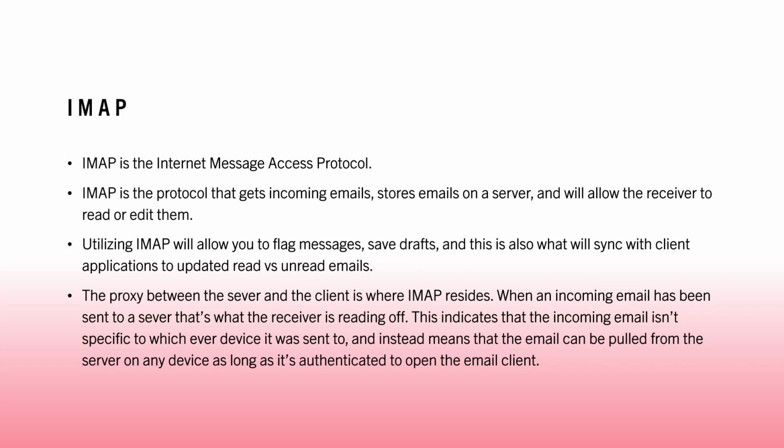The proxy between the server and the client is where IMAP resides. When an incoming email has been sent to a server, that's what the receiver is reading off of. This indicates that the incoming email isn't specific to whichever device it was sent to, and instead means that the email can be pulled from the server on any device as long as it's authenticated to open the email client.